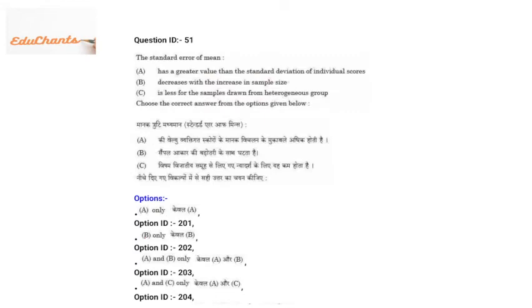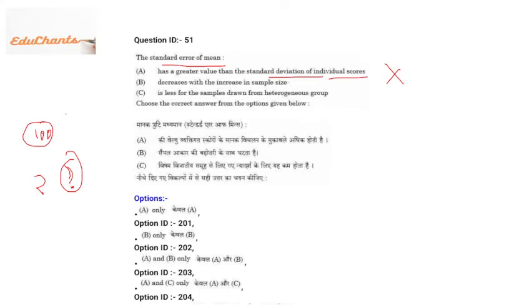Okay. Next, the standard error of mean. Standard error of mean represents what, and what are its characteristics? Okay, we know about standard error of mean, but what are its characteristics? Okay, now, has a greater value than the standard deviation of individual score? No. Decreases with the increase in sample size. Say for example, the sample size is 100. You are having standard error. We are not assigning any number here, but you are having standard error here.